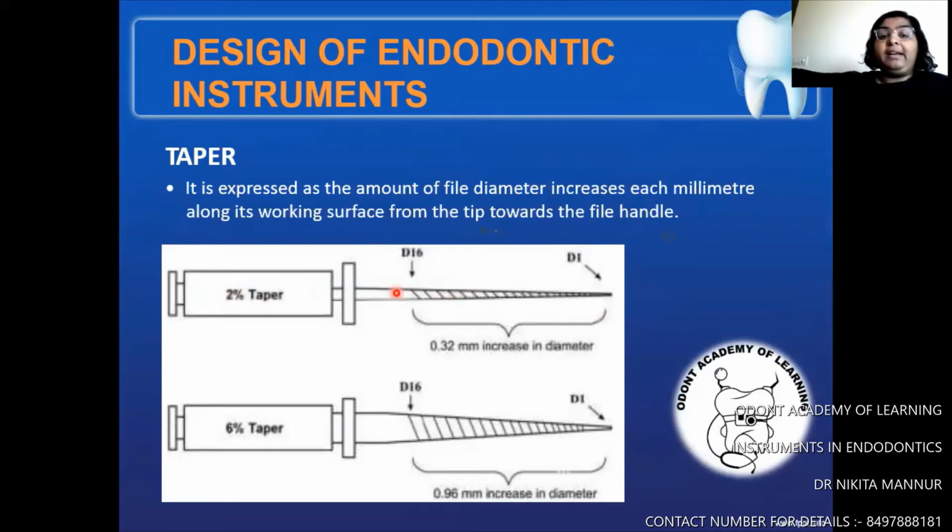So this is the file handle. From the tip towards the file handle, in every millimeter, what is the amount of increase that is considered as taper? So the standard mentioned was from D1 to D16, or this is also known as D2, 0.32 mm increase in diameter from the tip. This is 2% taper. In a 6% taper, from D1 to D16, there is a consecutive increase of 0.96 mm in diameter. This is what we call 6% taper.